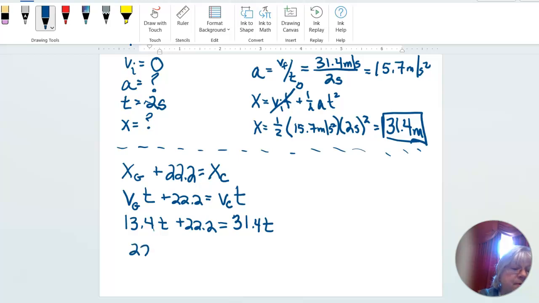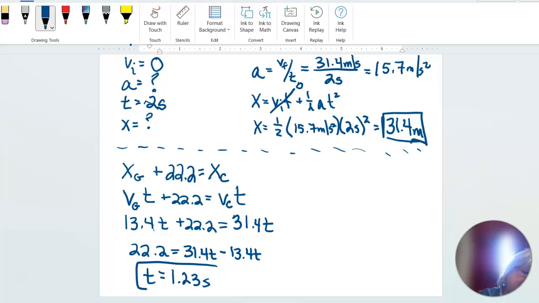Now it's just an algebra problem. 22.2 equals 31.4t minus 13.4t. I'm sure you can figure out the algebra. I hit that into my calculator. T works out to be only 1.23 seconds. That's how long it will take the cheetah at its top speed to catch the gazelle. And we've solved our first review problem. Okay? I will see you for review problem 2 in the next video.